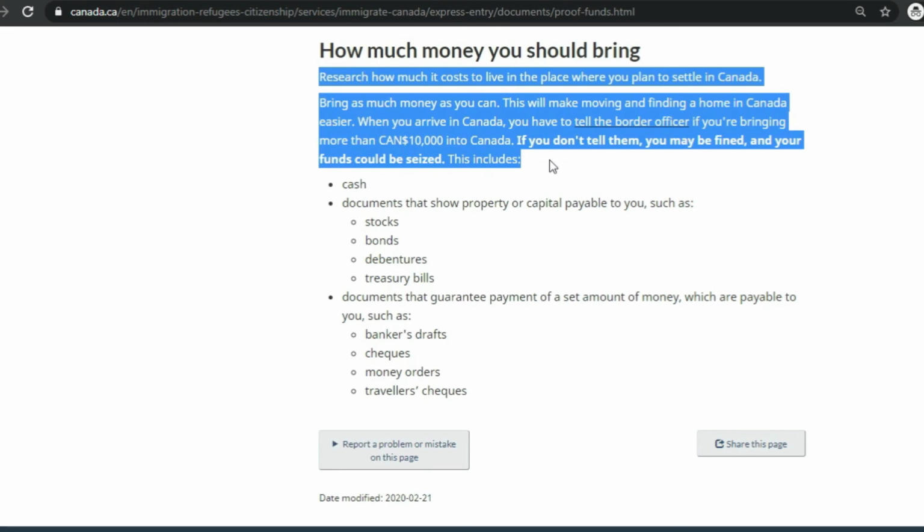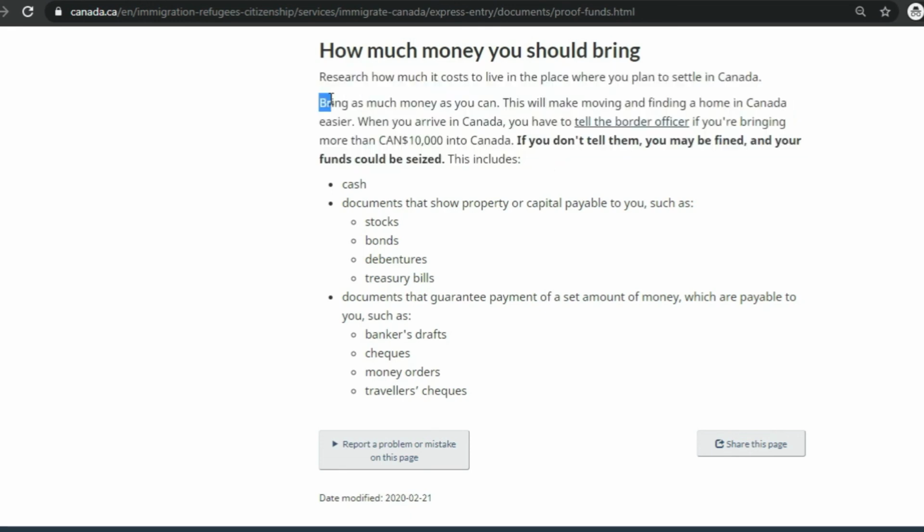Once you get your COPR and you plan to land, it is clearly mentioned: bring as much as you can. The only thing is, if you carry cash of more than 10,000 Canadian dollars, you need to tell the border officer. And it is clearly mentioned what is considered as cash: cash, stock, bonds, debentures, treasury bills, banker's drafts, checks, money orders, traveler's checks. All these things, if more than 10,000, have to be declared to the border officer at the time of immigration.